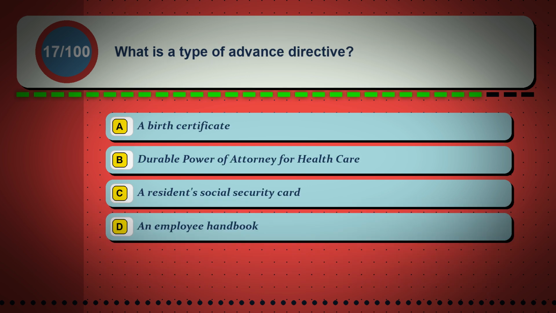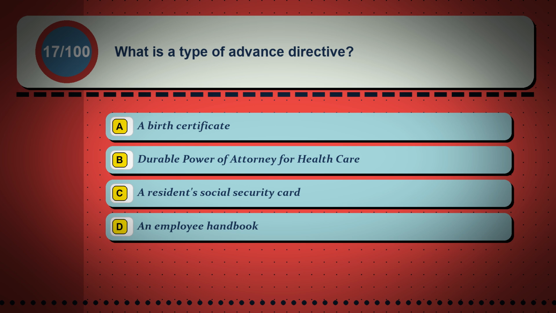Question 17. What is a type of advance directive? Option A. A birth certificate. Option B. Durable power of attorney for healthcare. Option C. A resident's social security card. Option D. An employee handbook.